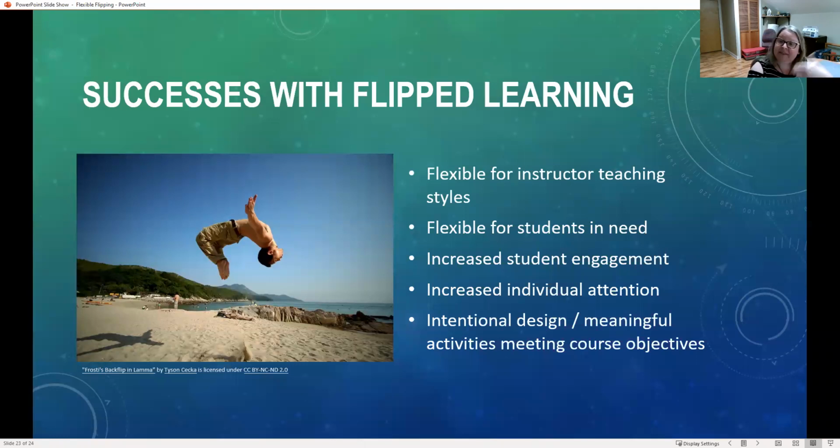But with having some of that flipped instruction time, those basics, that vocabulary done offline, let me really use that time in class to communicate and establish relationships with my students. And again, that intentional design, meaningful activities, everything that happens in my class happens for a reason. It's planned, it's deliberate, and designing for flipped allows me to be able to do that.